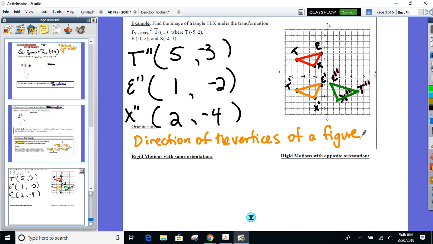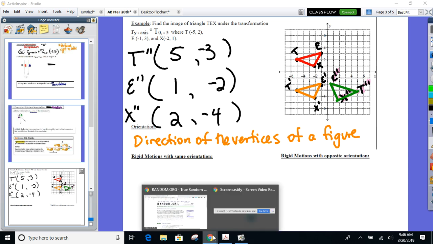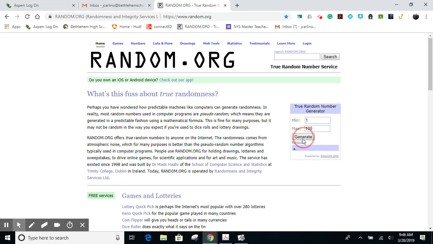Rigid motion. What are those again? Rigid motion. Don't tell me. I'm just doing this because I know it's aggravating some of you, and I get joy out of that.